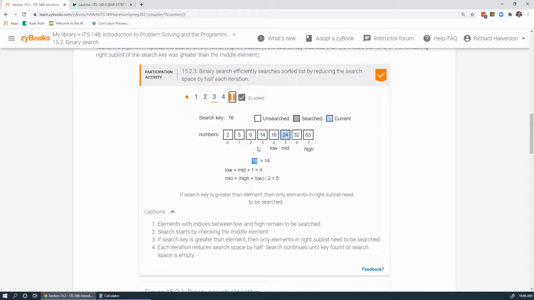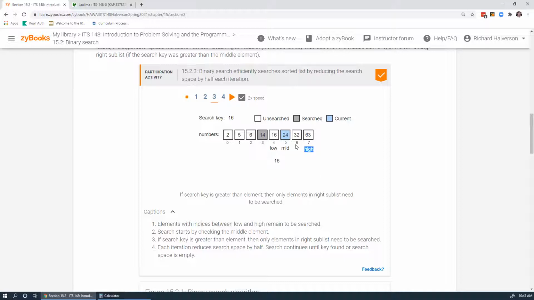So then we make the new low be 1 higher than the old mid. See that? So the old mid was 3. And since 16 is higher than 14, we made the new low be 1 higher than mid. Okay, so now low is here and high is here.